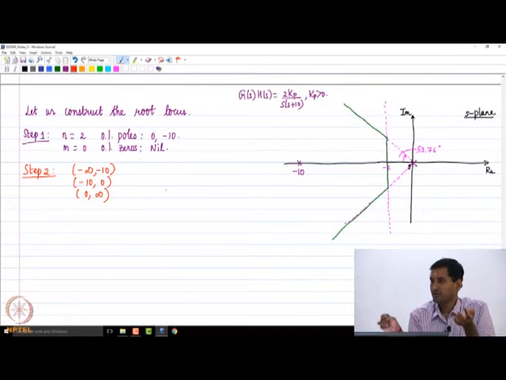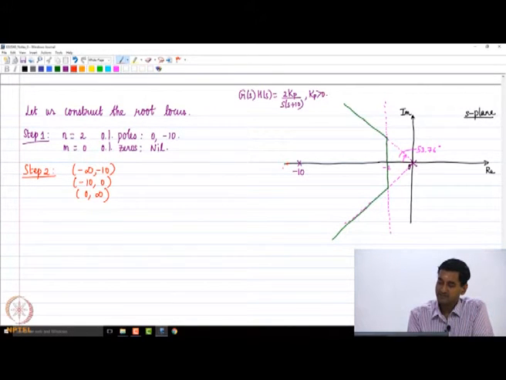So now what is the test that we need to adopt? You choose a test point in one of the regions, look to the right of the test point, and the number of real open loop poles and real open loop zeros should be odd, right. So if you take a test point in the region minus infinity to minus 10, you look to the right.